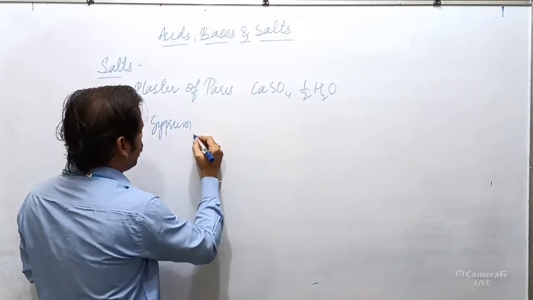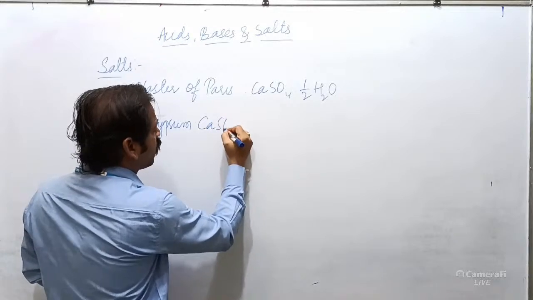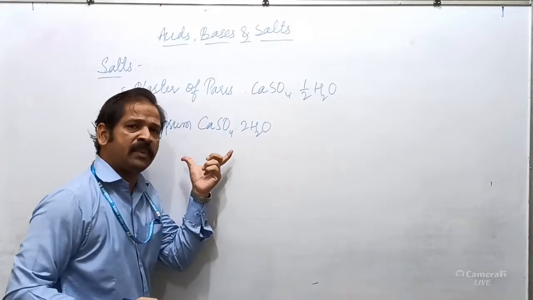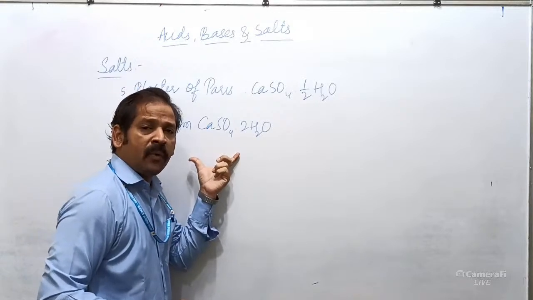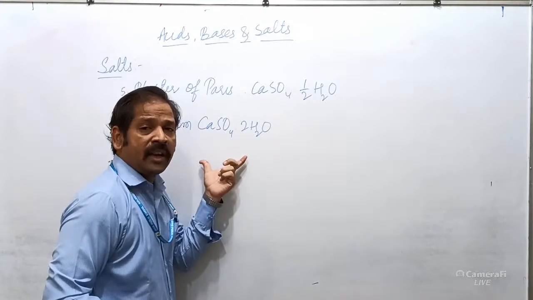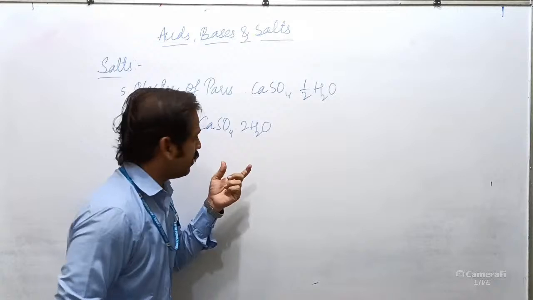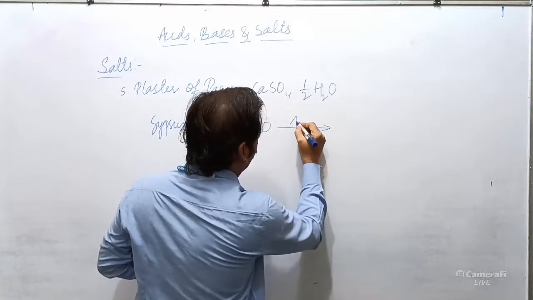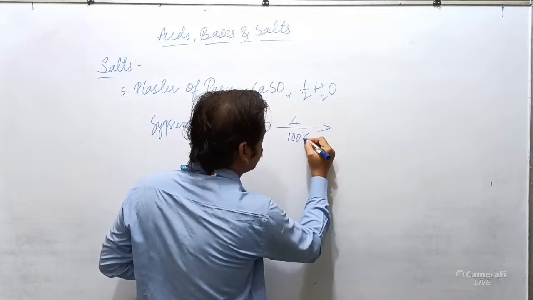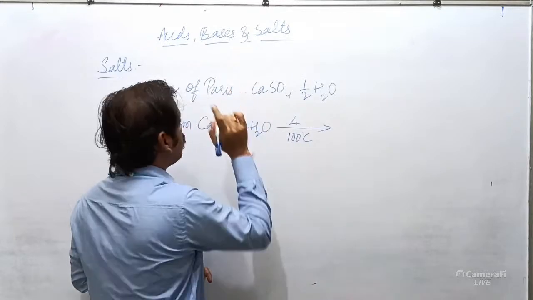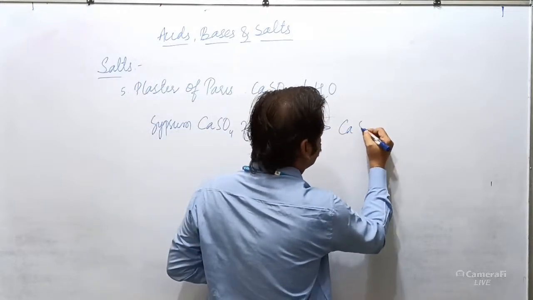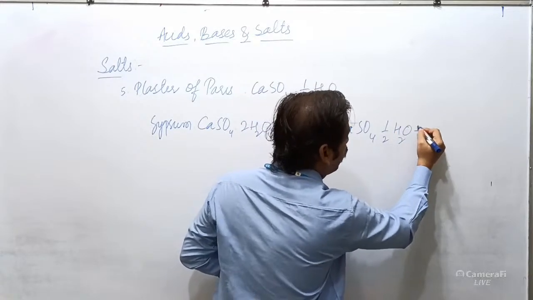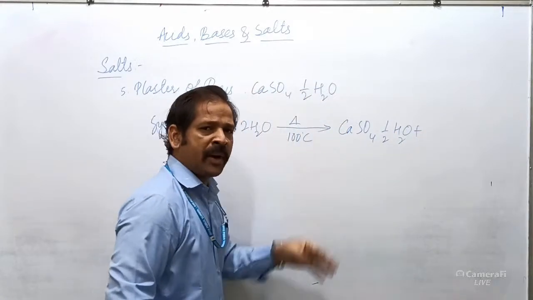Gypsum formula is CaSO4.2H2O, and if you heat this gypsum at a temperature of 100 degrees Celsius or 373 Kelvin, you are going to get plaster of Paris, CaSO4.1/2H2O, and the remaining content of water is separated.